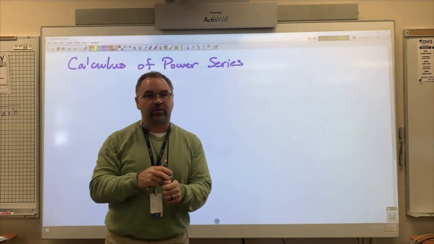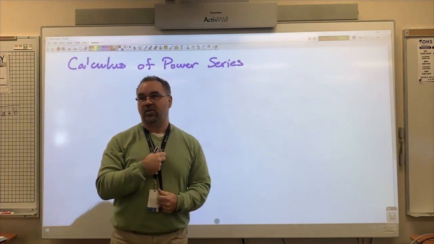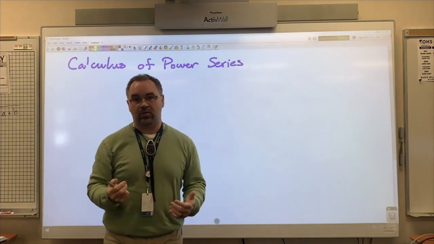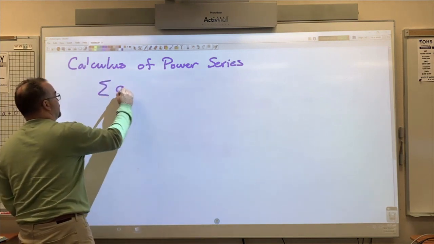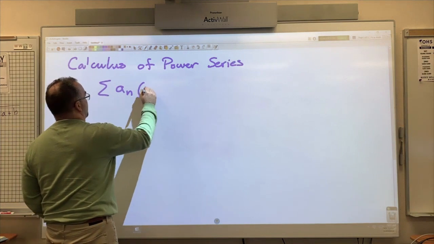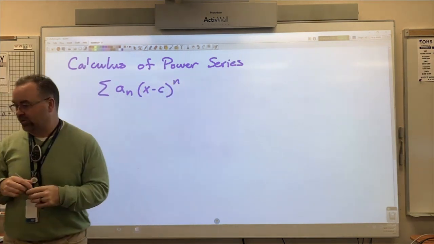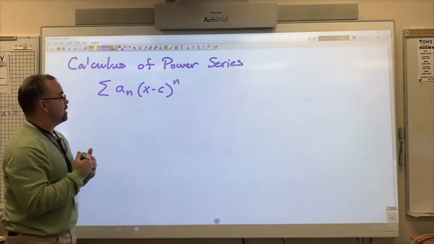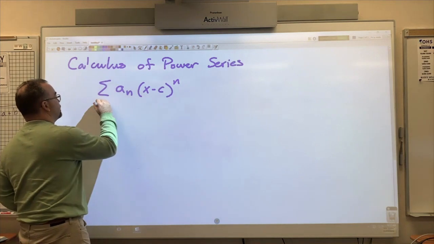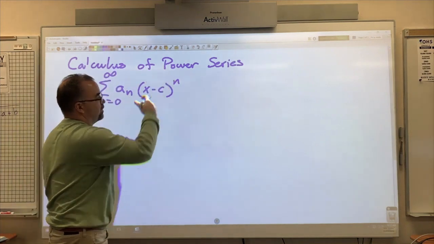So I'm going to give us a generic power series. It's going to be a sub n, x minus c to the nth power. So here we go, a sub n, x minus c to the nth power. This is just your basic power series. I don't know what the formula for a sub n is. I don't know what c is. I just know that it's a power series because it's got this variable x and we're raising it to a power.